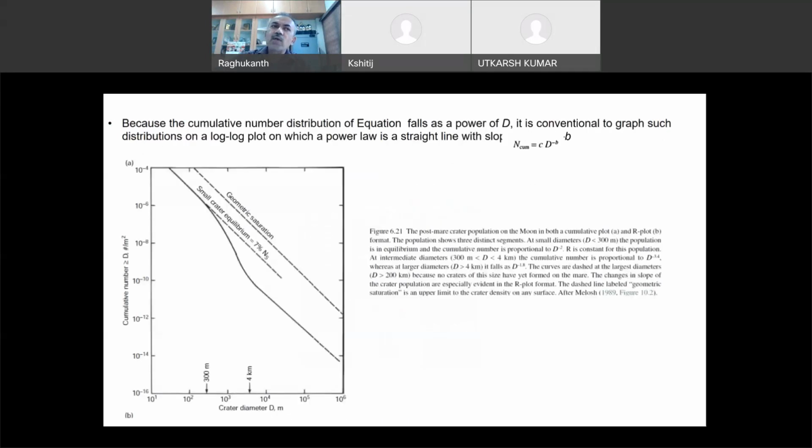So the basic criterion is, if there are more craters, definitely this will be more. And then, just one second.